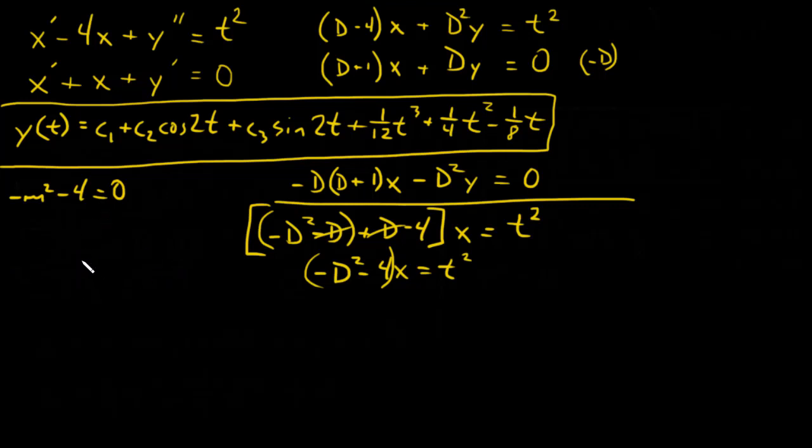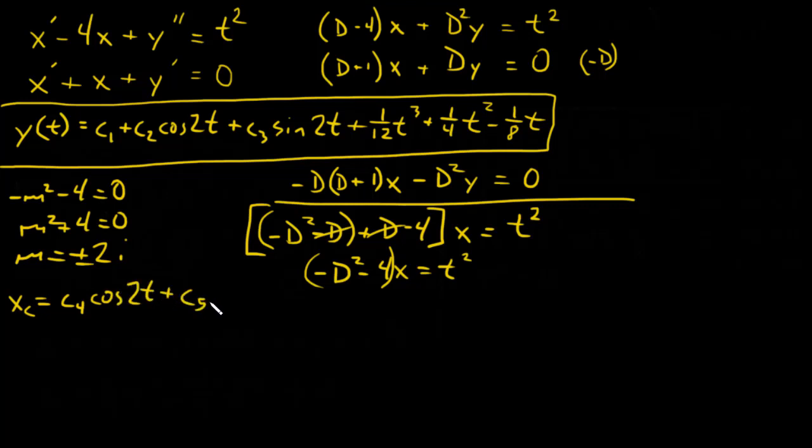This is what I get for skipping a step. This is m squared plus 4 equals 0. m equals plus or minus 2i. Same thing as we got up here. Aha. I was getting worried for a second. So x sub c is going to equal c4 times cosine 2t plus c5 sine 2t. Oh boy, do I feel better. Okay, that's good. Yeah, that was totally wrong.